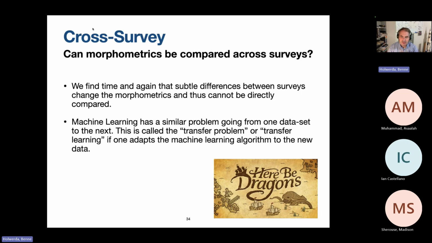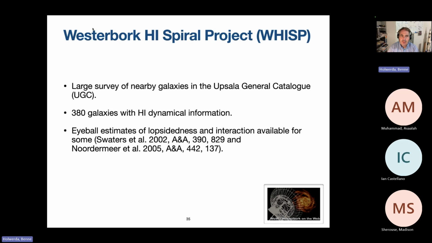So can they be compared across surveys? No. I find that the subtle differences sort of change everything, and that can affect your end conclusion, saying like, oh, there's way more mergers happening. It's like, oh no, I was looking at UV instead of optical. If I move into the UV, even locally, I get way more asymmetric galaxies. So machine learning has a very similar problem. From one data set to the next, it's called the transfer problem, or transfer learning. If one adapts the machine learning algorithm that you've first trained on one set to now operate on the next one, if you fail to do that, there is going to be a problem.